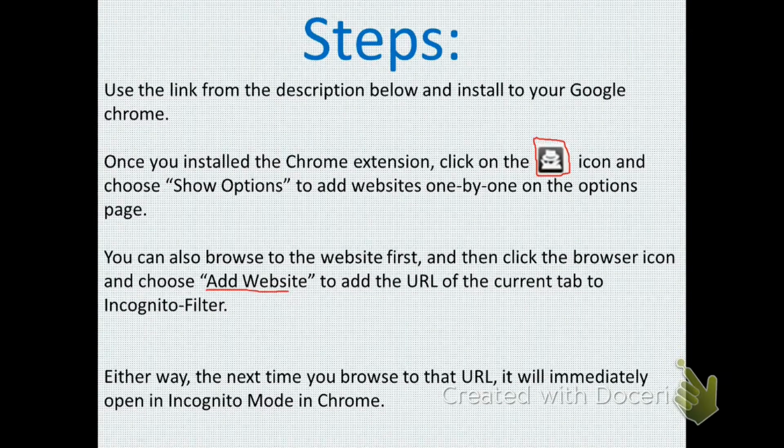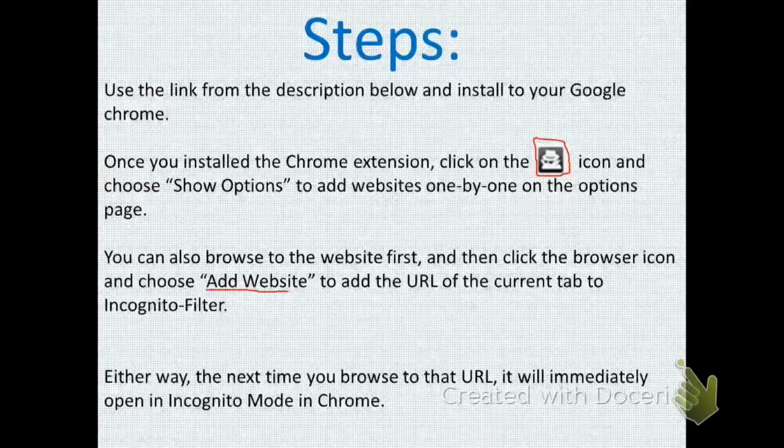Here are the steps to download and install the extension. Use the link from the description below to download and install it in your Google Chrome. Once you have installed the extension, click on this icon and choose show options to add the websites one by one on the options page.